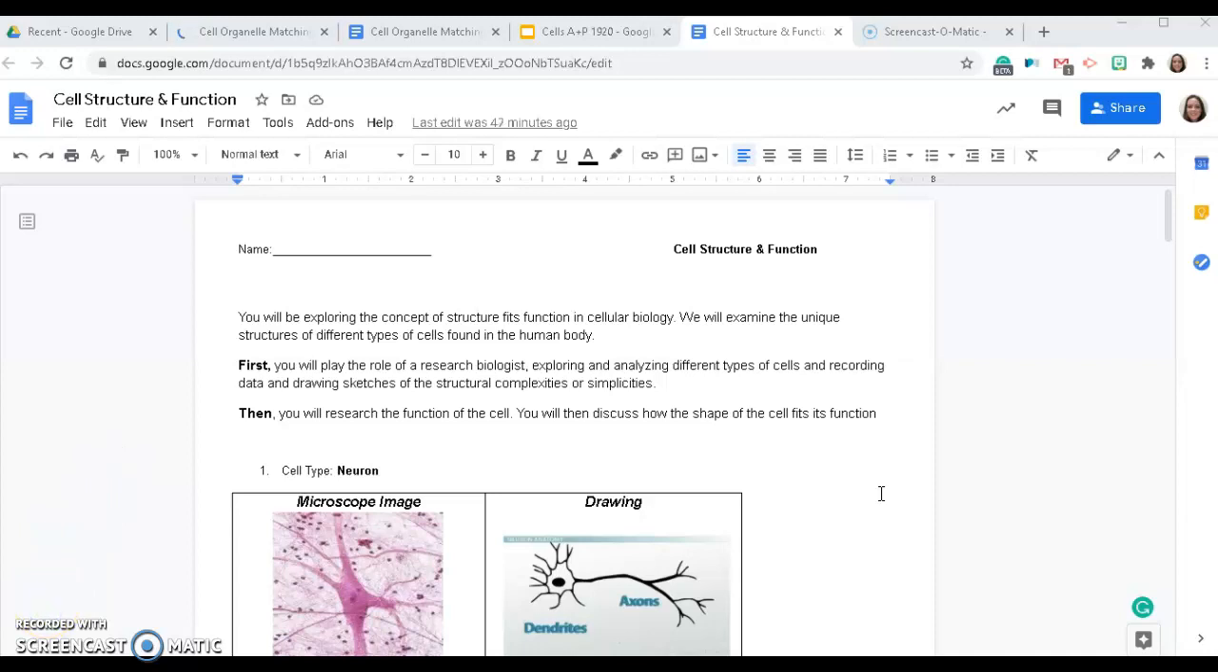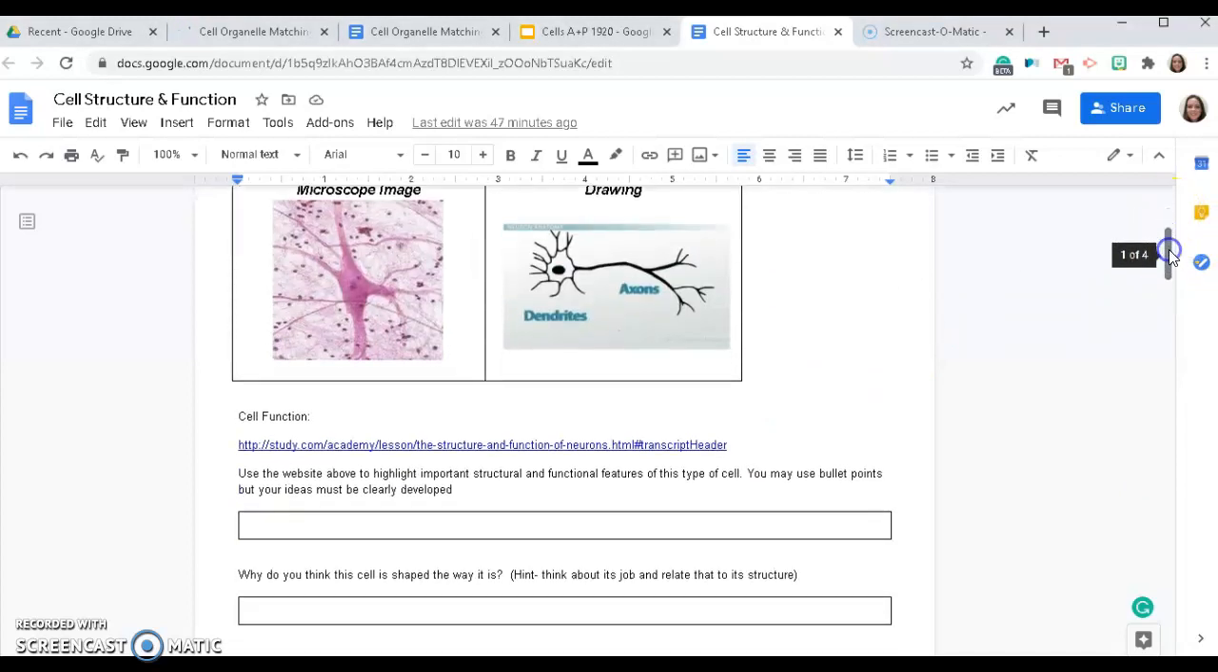What you are going to do in this activity is observe a microscope image and a drawing of 4 different cell types, and then research the function of those cells. Each cell has a link that will tell you what the function is, and you'll use the website to highlight important structural and functional features of the cell. You can use bullet points, that's fine, but your ideas must be clearly developed.